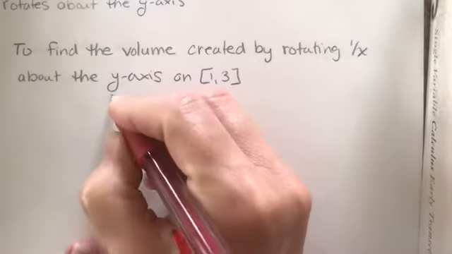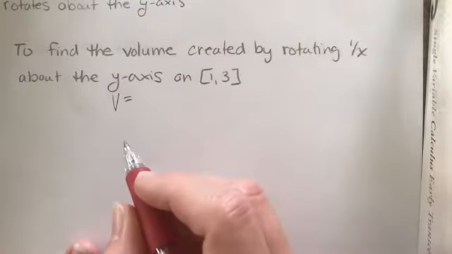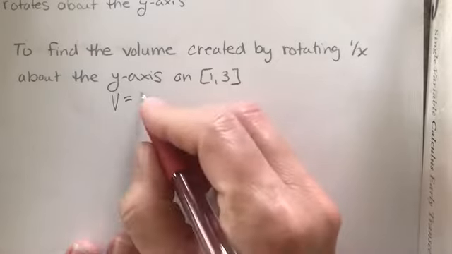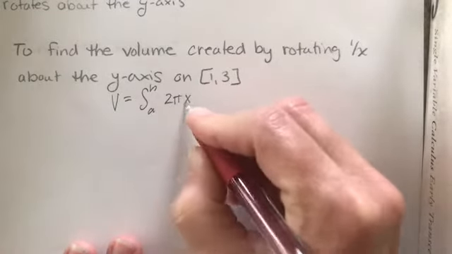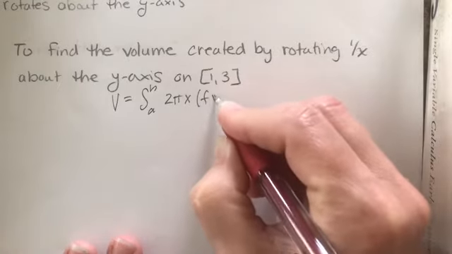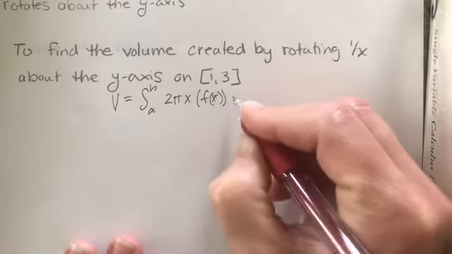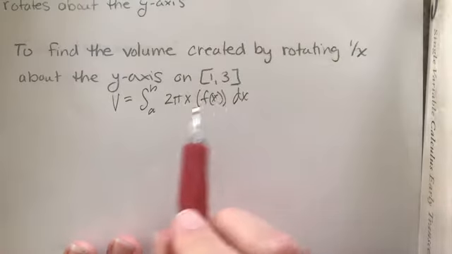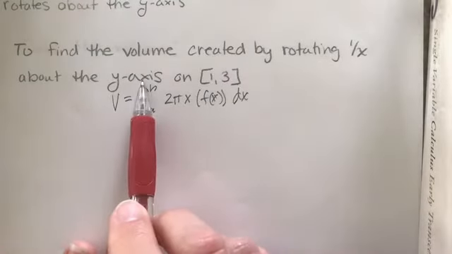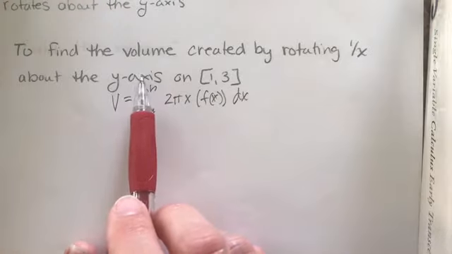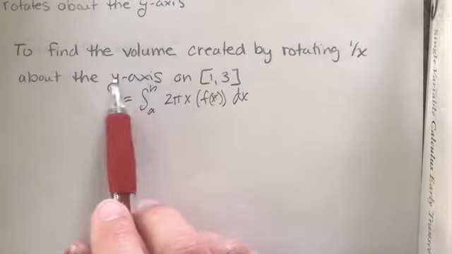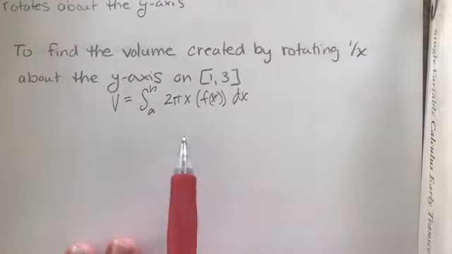But if you don't have this formula written down somewhere, you're going to want to write it down. So volume equals the integral from a to b of 2 pi x times f of x dx, if we're in terms of x. And you do this when you're rotating around the y-axis. That's a little bit backwards of what the rule was last week in section 6.2.